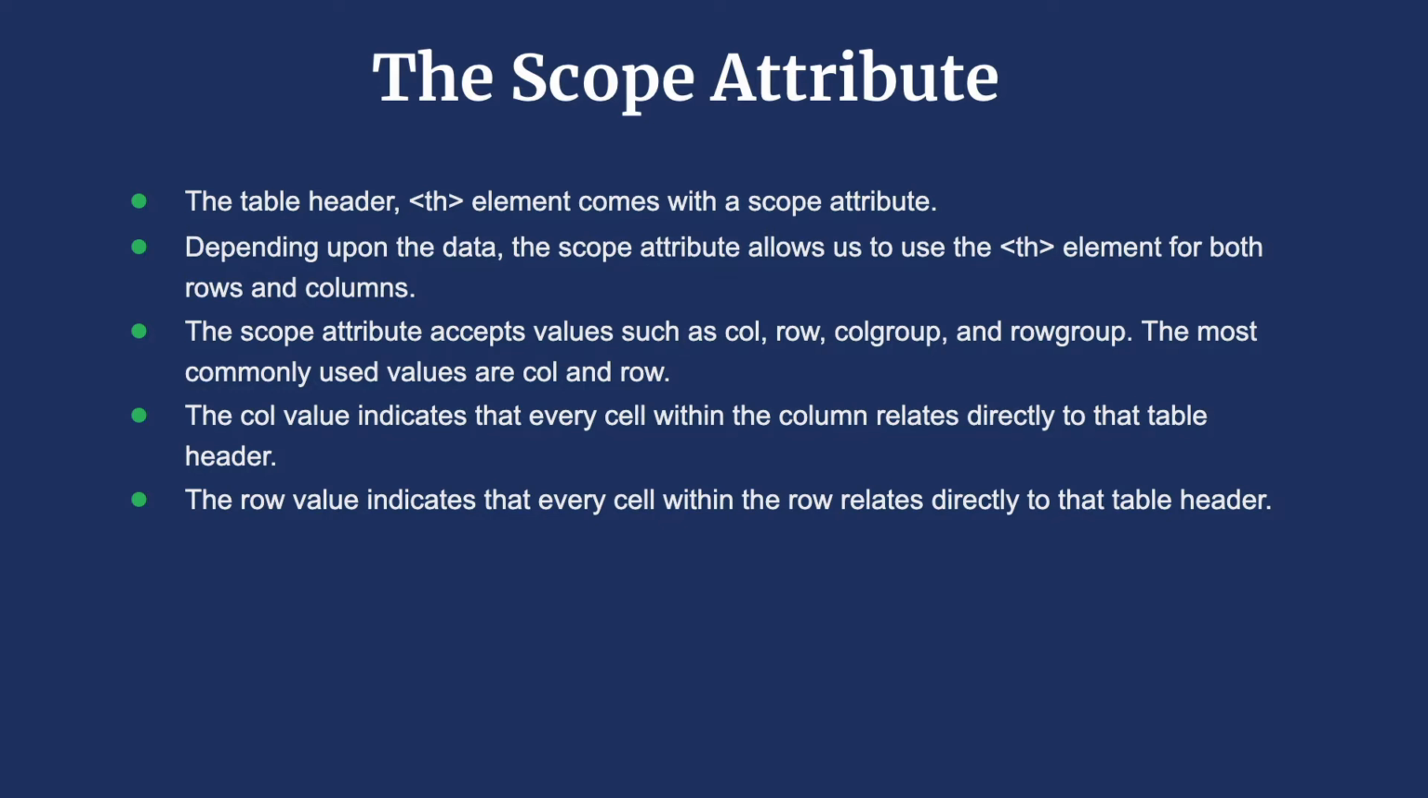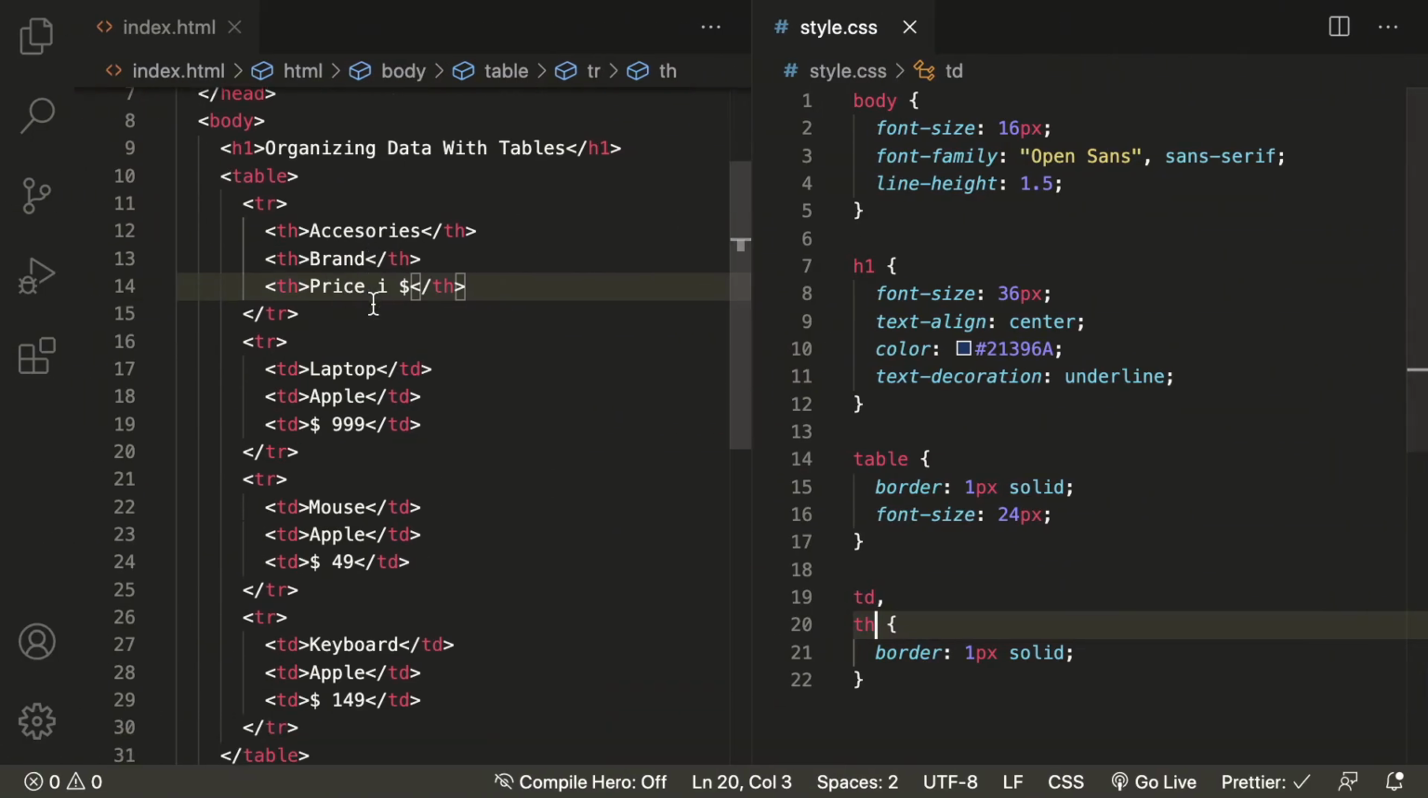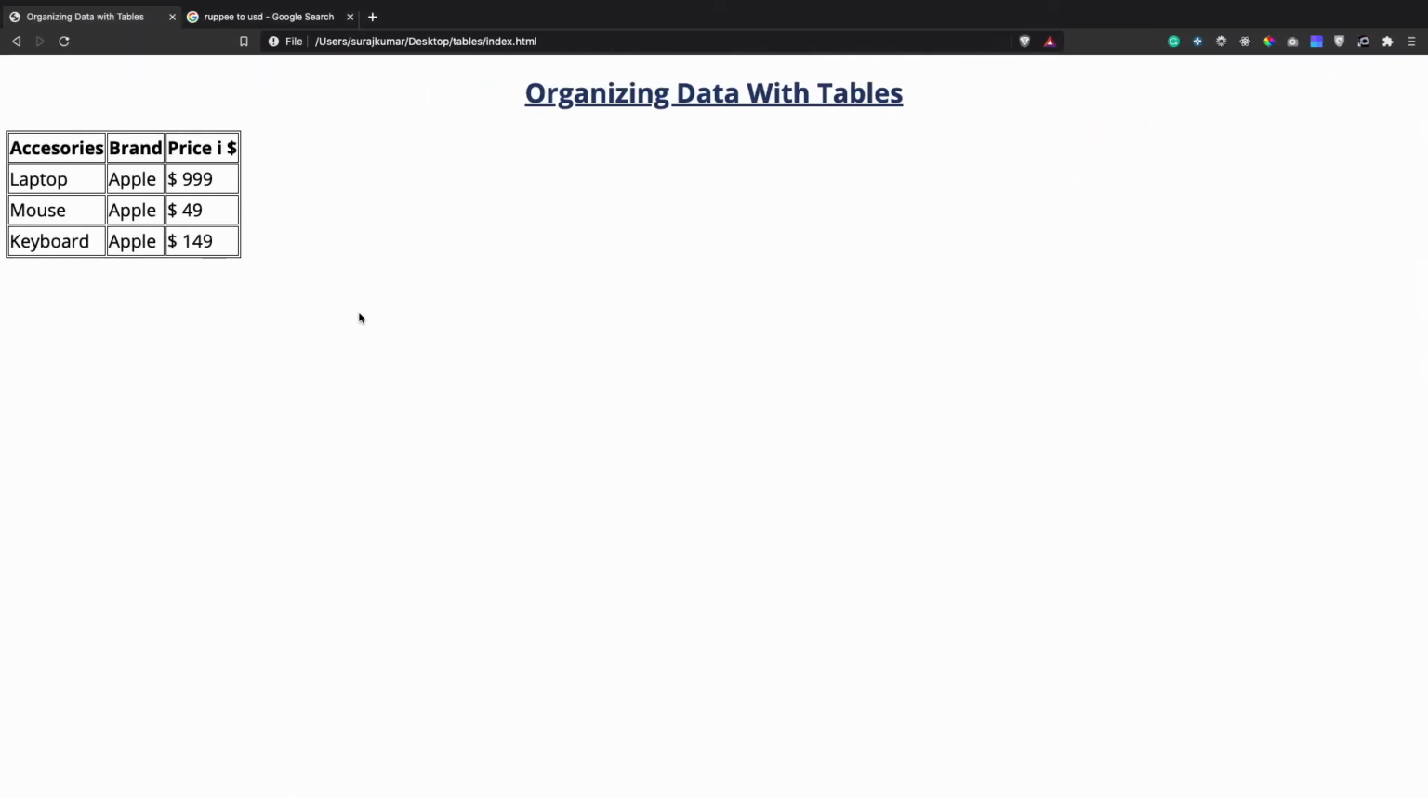The col value indicates that every cell within the column relates directly to the table header, and the row value indicates that every cell within the row relates directly to that table header. For example, right now here we have a table that we have already seen. As we can see here, we have a heading for each and every column: accessories for this column, brand for this column, and price in dollar for this column.